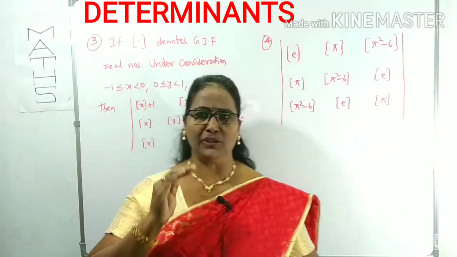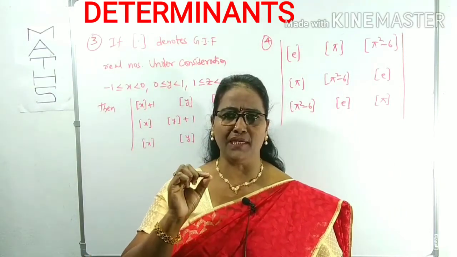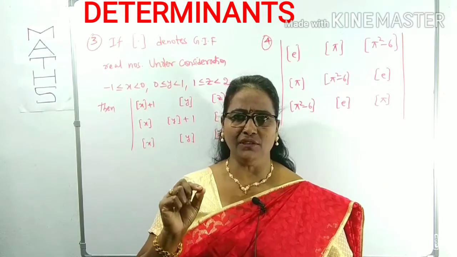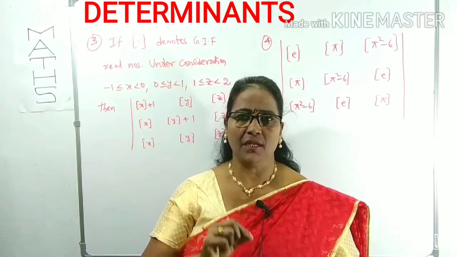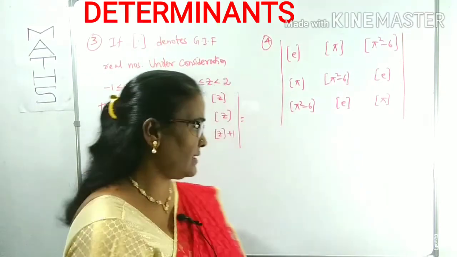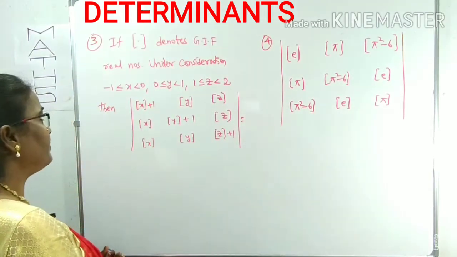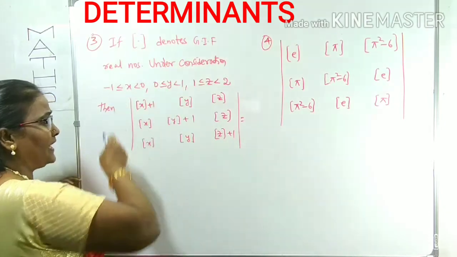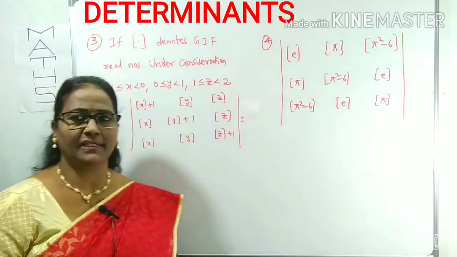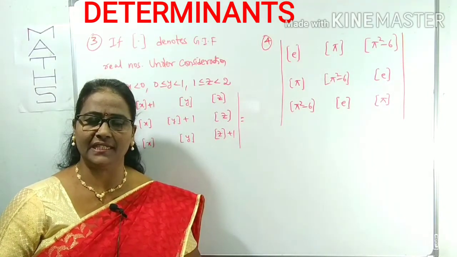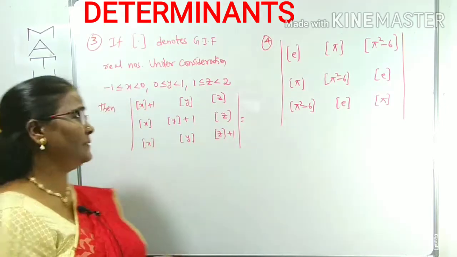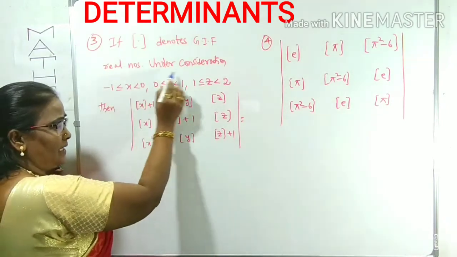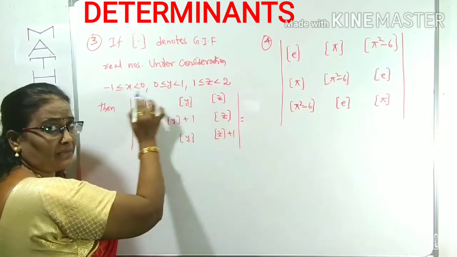I am doing these two questions depending upon the greatest integer function, which is also known as the step function. You may do questions like this. What is question number 3? This symbol denotes GIF. GIF means what? Greatest integer function, which is less than or equal to x. Real numbers under consideration. Here there will be some consideration.